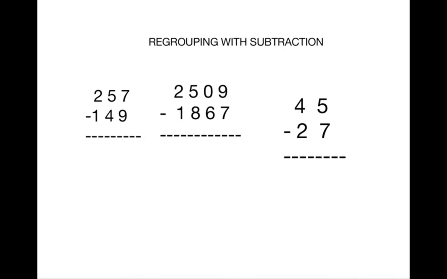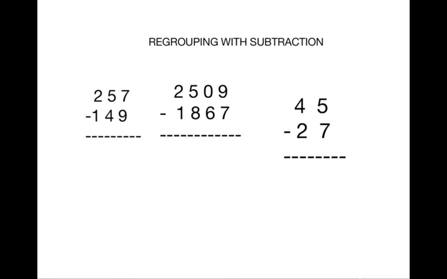First thing that you need to know is that we need to figure out how much we need to borrow from the next number next to it. So in the ones place, in this case, we're going to borrow from the tens place. And it seems like the tens place has enough there for us to borrow from. So let's borrow from this 5 in the tens place.